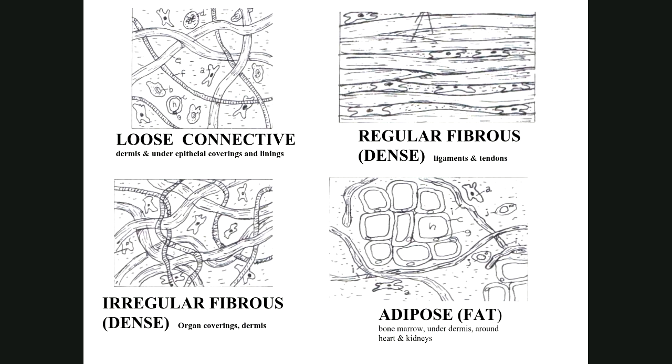This one is the regular fibers. These are the ones in your ligaments and tendons. Lots of collagen fibers sort of in a parallel way. Cells here and there in between. Almost impossible to rip because collagen is so strong. Irregular fibers are very similar to the loose connective tissue, except it has a lot more collagen in it and it makes it harder to rip. And some of that's in your dermis as well.